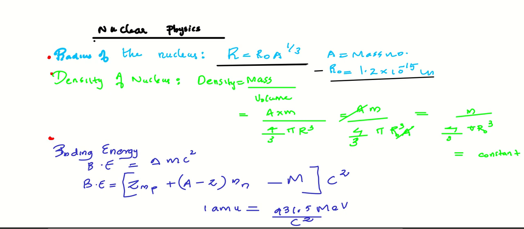But R naught is equal to 1.2 into 10 raised to minus 15 meter. A is equal to mass number. Okay. So the radius of the nucleus is equal to R naught A raised to 1 by 3.